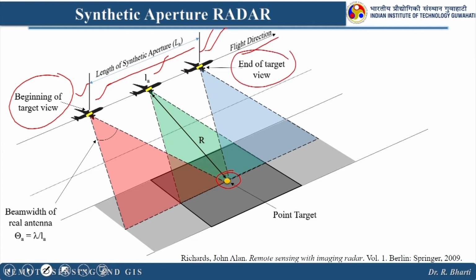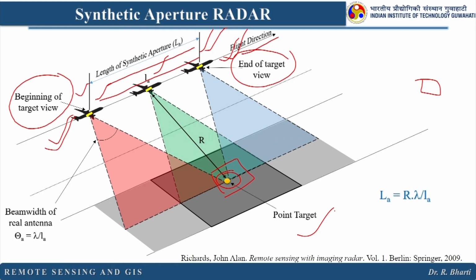This is the end of the target view. So if you see, this particular target has been targeted from the beginning, and here it was completed. The antenna may be 1 meter, but this distance could be 1 kilometer. So this has been synthesized using an electronic device. Here this is the flight direction, this is the end of view, this is the first view, then the second and third view, and this is the point target. I hope you have understood this.